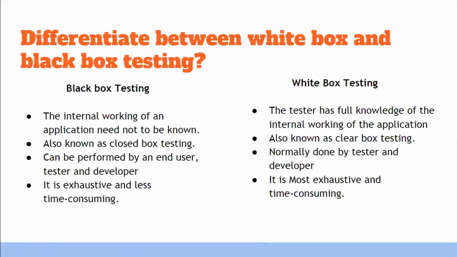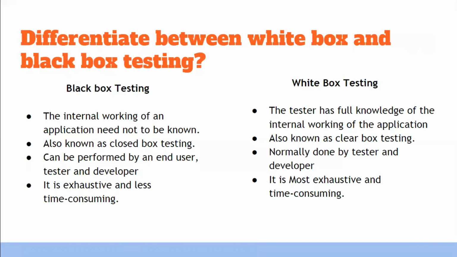Now differentiate between white box and black box testing. In white box testing, a tester has full knowledge of the internal working of the application. A tester can look inside the code. That is white box testing. It's clear, it's transparent. In black box testing, you don't have any knowledge of how the code is written or how it's working. You just know what input you have to give and you keep an eye on the output. That is black box testing. It's not clear. You cannot see through it.